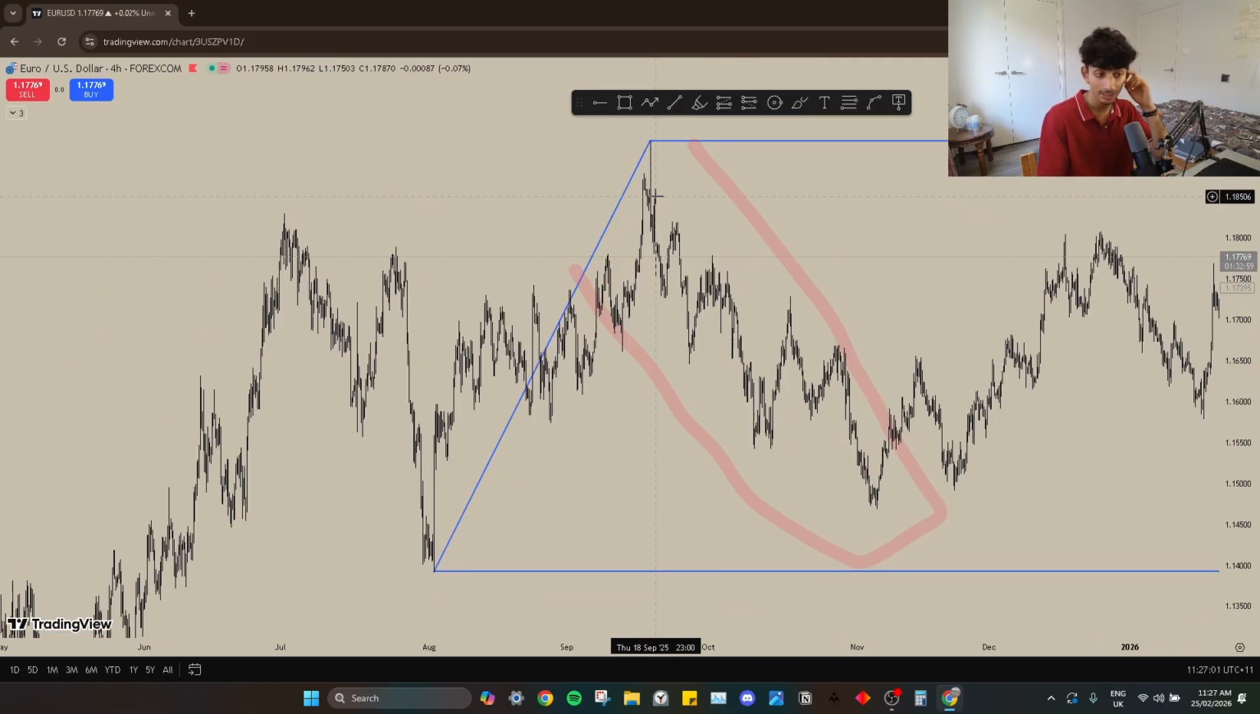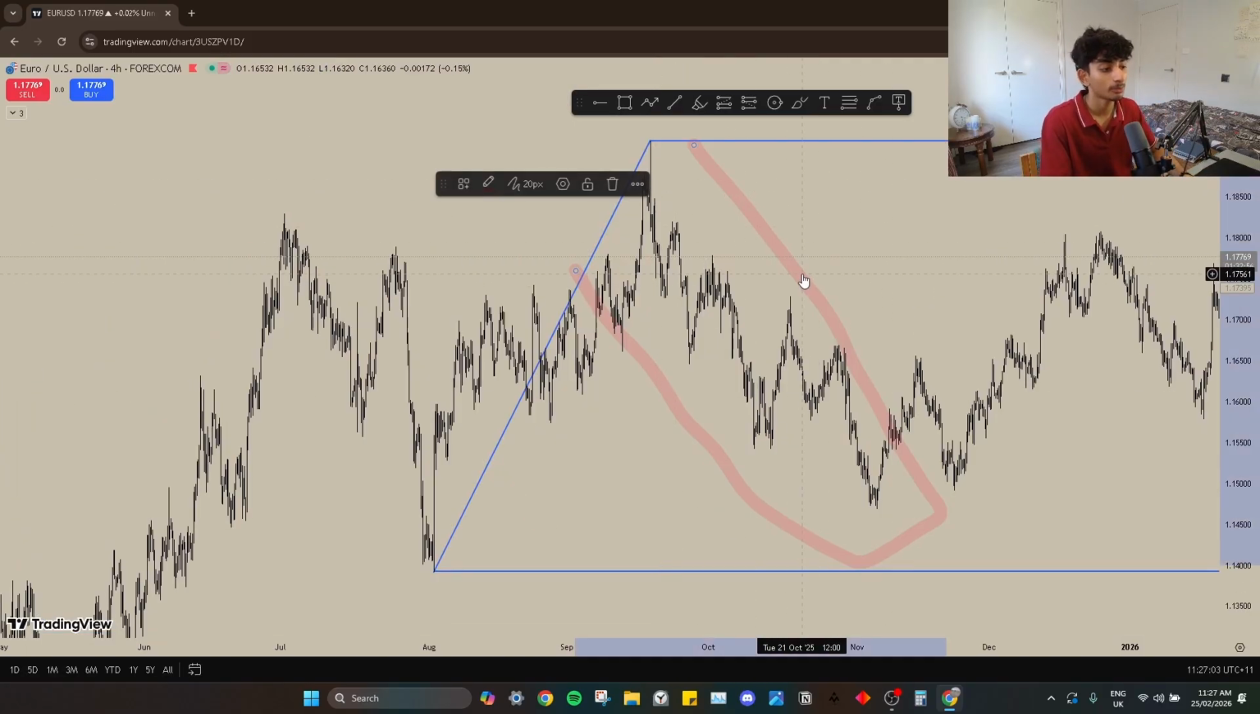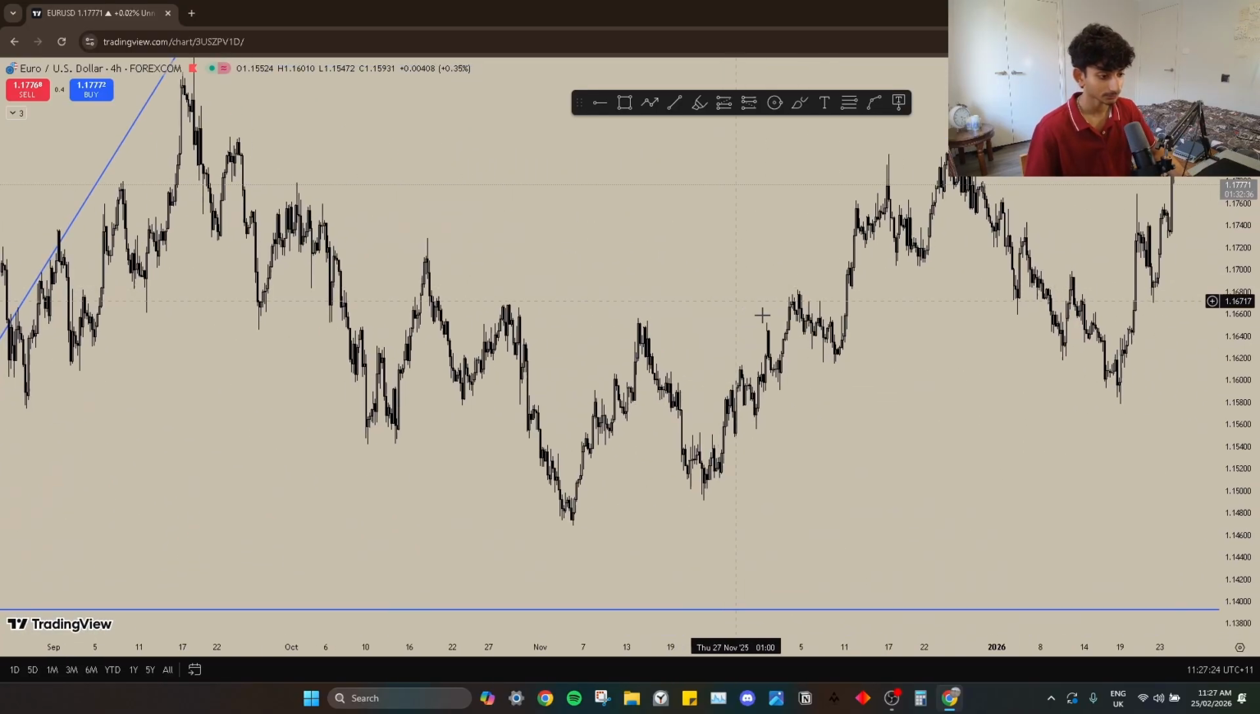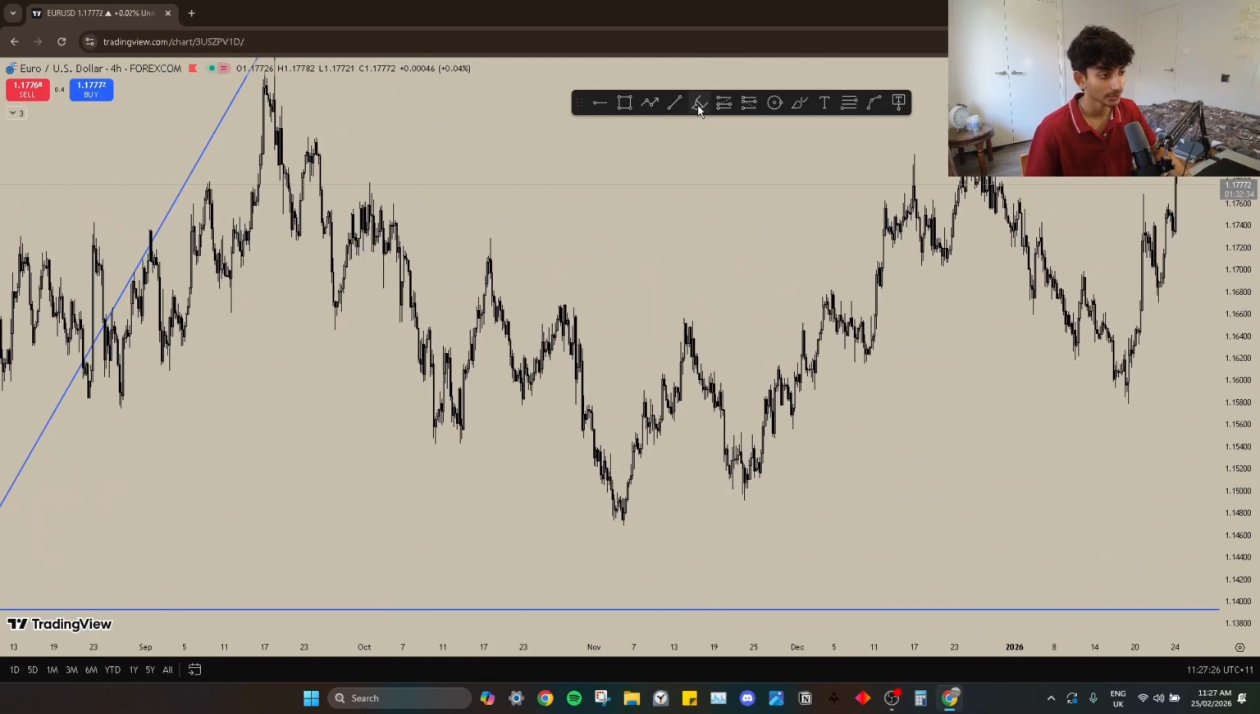Stop looking at changes of characters. The only point in time you should look at a change of character is when you're aligned. So if I'm looking at a change of character towards the upside, internal structure must be bullish. Same thing, if I'm looking for a change of character towards the downside, internal structure must be bearish. So in this case, let's take this swing.